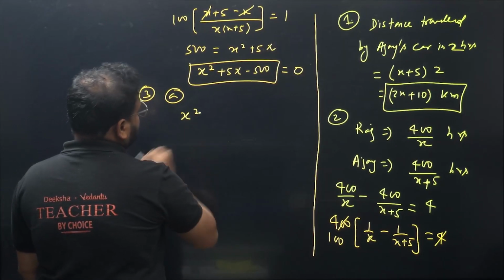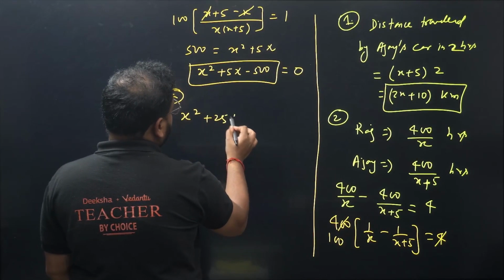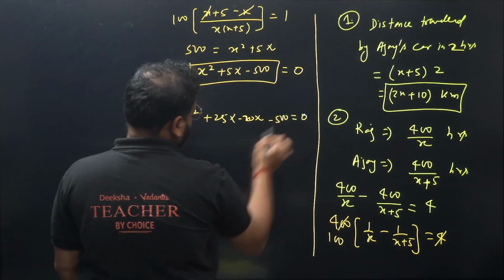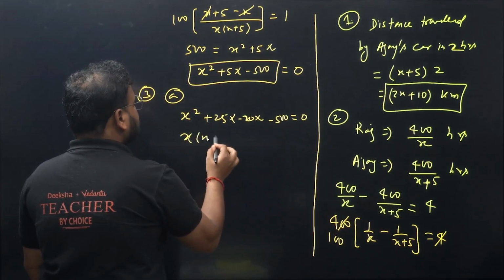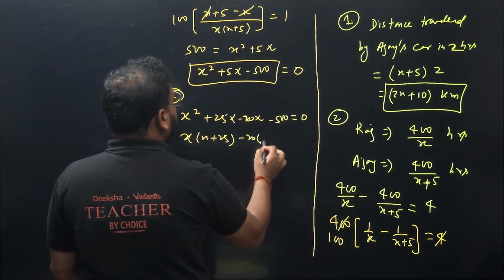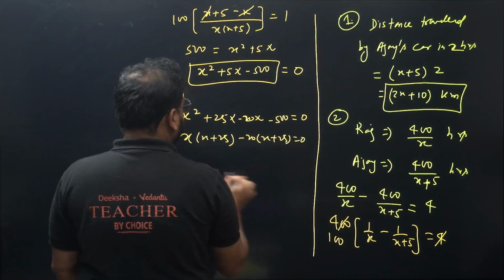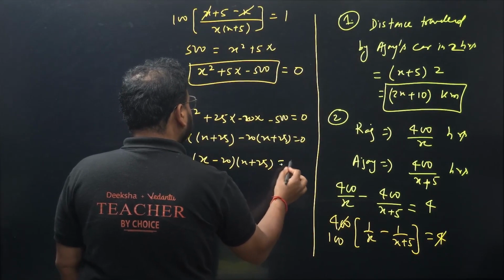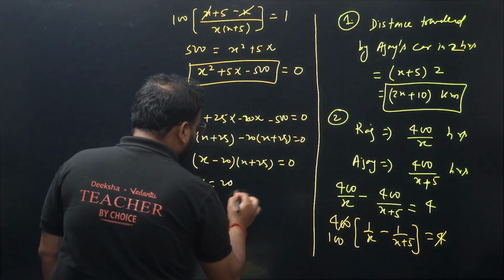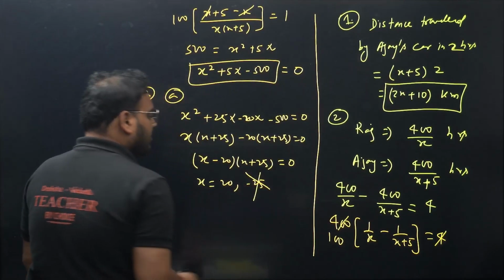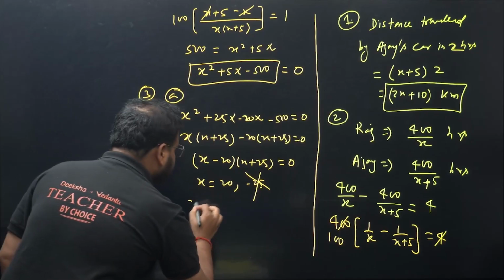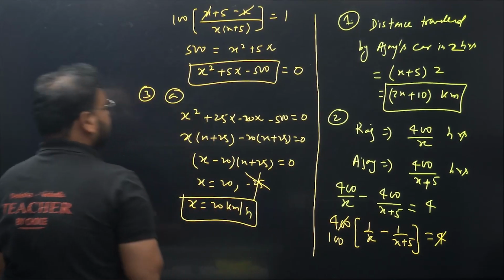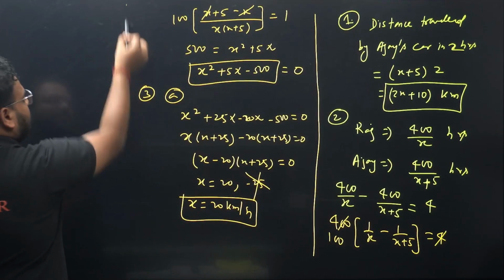Please check. x square plus 25x minus 20x minus 500 equal to 0. Yeah, this is correct. Taking x plus 25 common, the factors are x minus 20 and x plus 25. The answer is x equals 20 or minus 25. We have to ignore this because speed cannot be negative. I get the x value as 20 kilometers per hour, which is the speed of Raj's car.